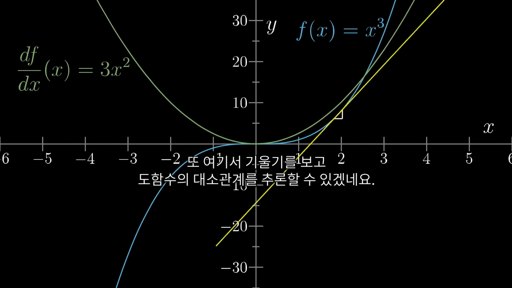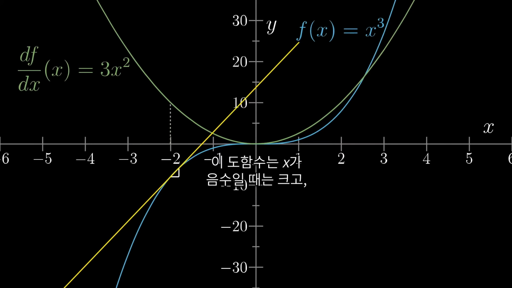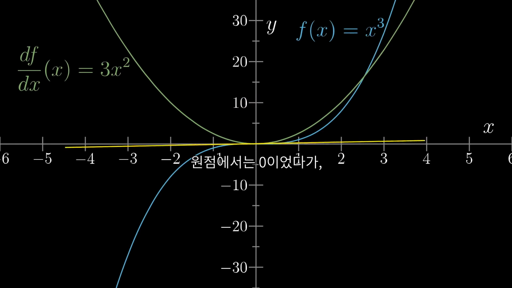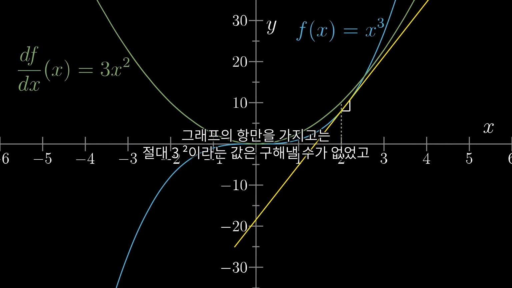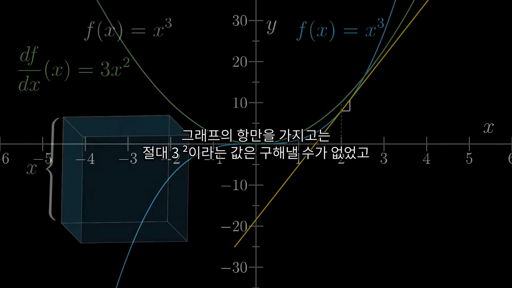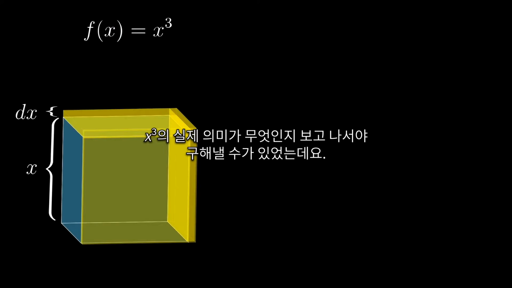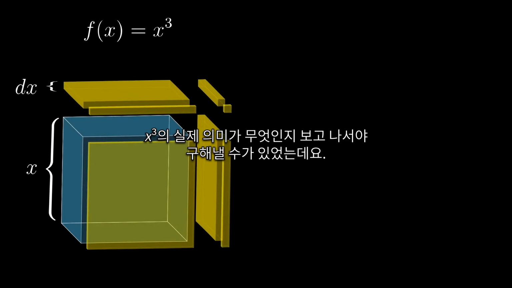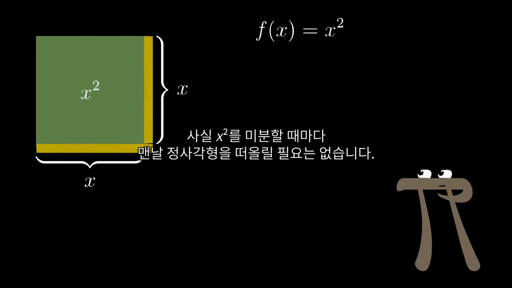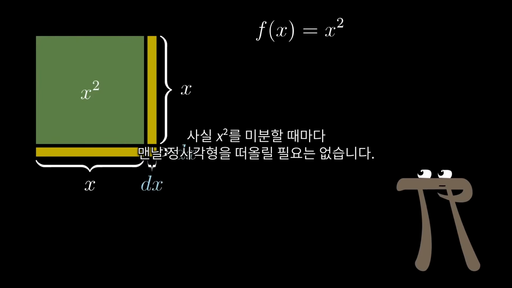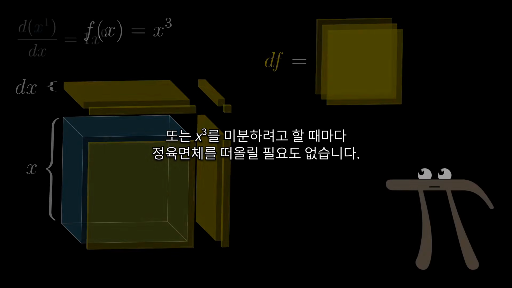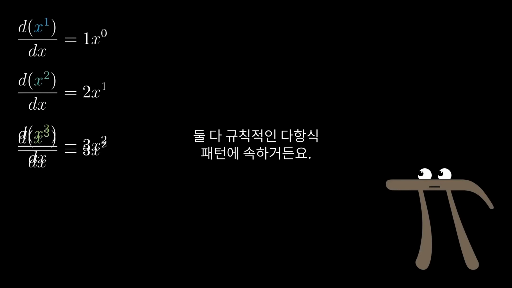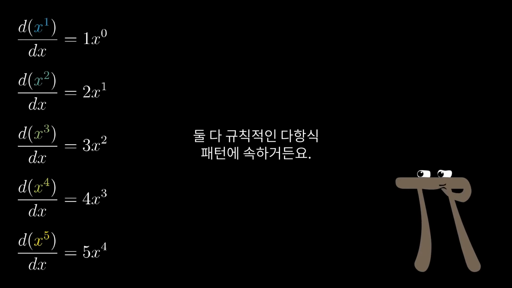And reasoning about that slope, it should make sense that this derivative is high on the left, and then 0 at the origin, and then high again as you move to the right. But just thinking in terms of the graph would never have landed us on the precise quantity 3x squared. For that, we had to take a much more direct look at what x cubed actually means. Now, in practice, you wouldn't necessarily think of the square every time you're taking the derivative of x squared, nor would you necessarily think of this cube whenever you're taking the derivative of x cubed. Both of them fall under a pretty recognizable pattern for polynomial terms.